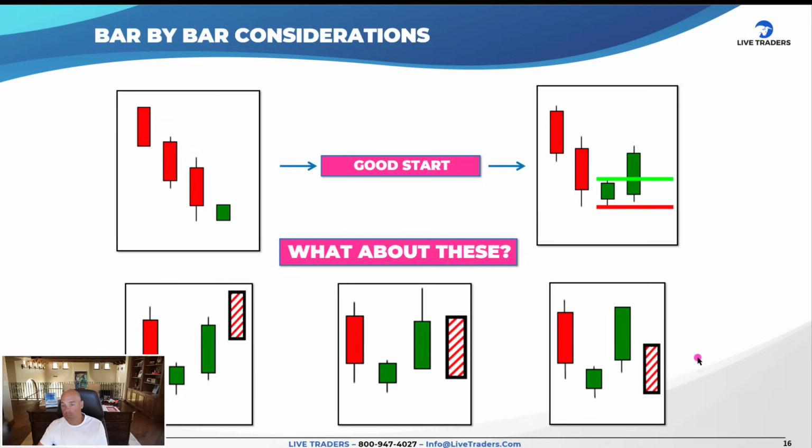Here is another angle on this. Here's something you could do. Upon waking up and seeing the gap down, you could simply do this. Raise your stop loss to the prior bar's low right there. Okay? See where I'm going with that?